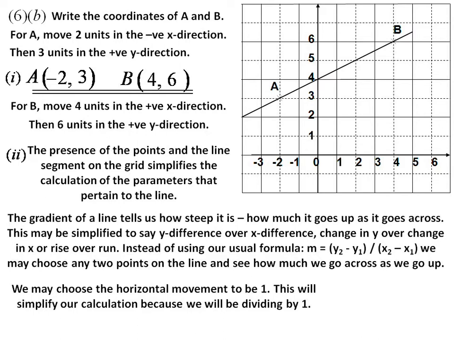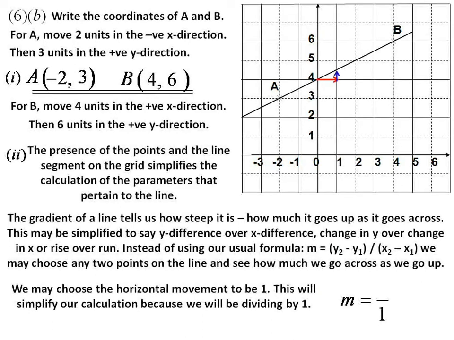If we choose the horizontal movement to be 1, this will simplify our calculation because we will be dividing by 1. Do not forget that is what? Vertical difference over horizontal difference. So if we divide by the horizontal difference of 1, then we know that whatever we have for the vertical movement, that will be the answer, because anything divided by 1 is equal to that same thing.